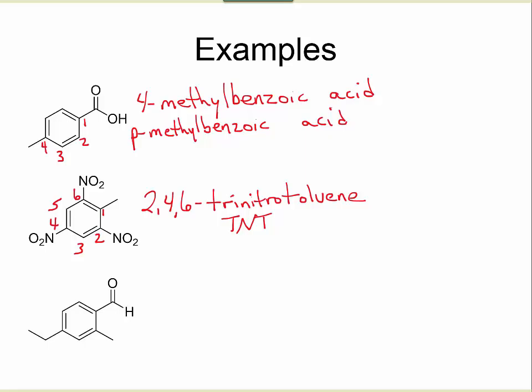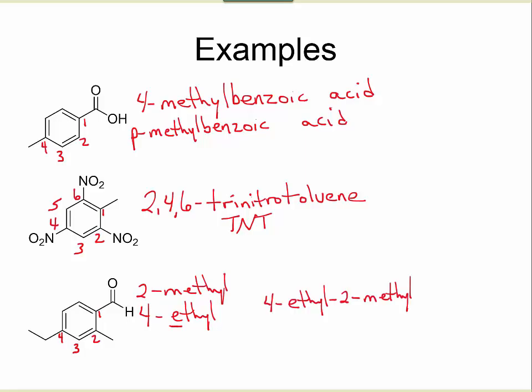For the last molecule, I have multiple substituents. I will start the numbering of the ring at the aldehyde carbon because I'm going to name this as a substituted benzaldehyde. I have substituents on carbons 2 and 4, so looking at pieces of the name, I'm going to have a 2-methyl. I'm going to have a 4-ethyl. And I'm going to have a benzaldehyde. We put these in alphabetical order, so the 4-ethyl is going to come first in the name. 4-ethyl-2-methylbenzaldehyde.